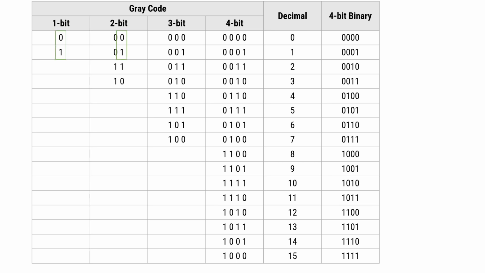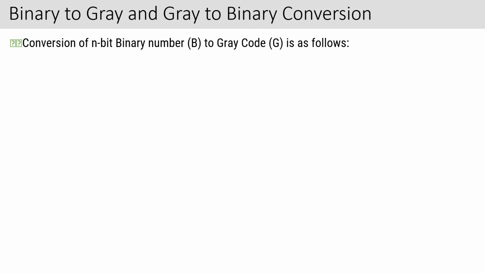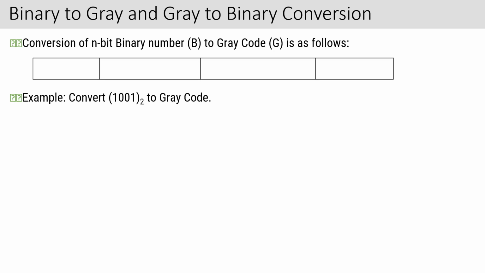Now let us see some examples of it. Now how will you convert a binary to gray and gray to binary? How to convert a binary number to gray and gray to binary conversion? For that, conversion of an n bit binary to gray code is as follows. Suppose this is a question: convert 1001 in base 2 to gray code.